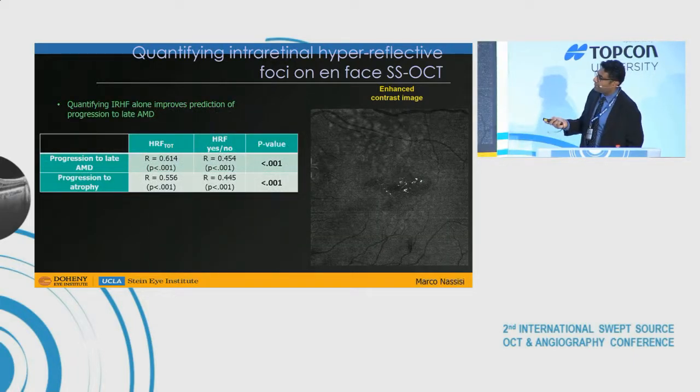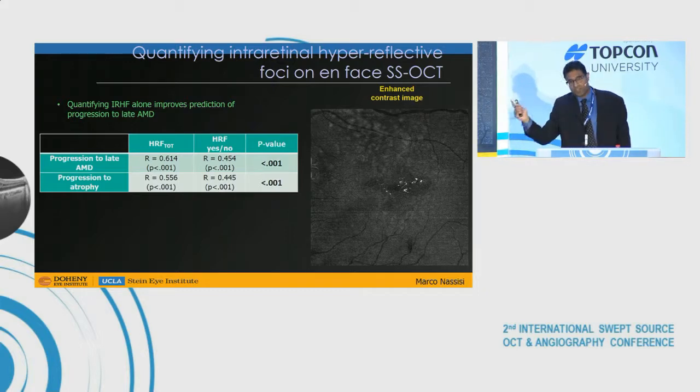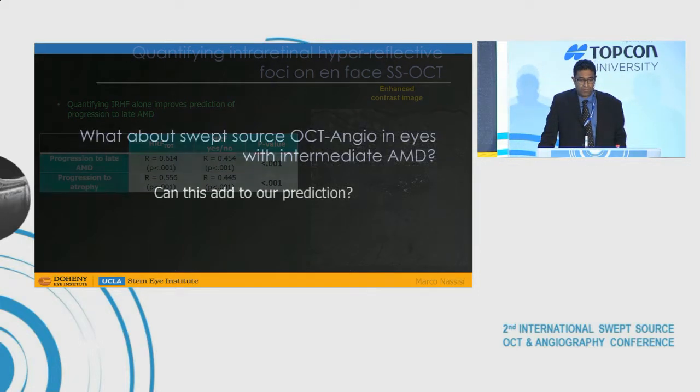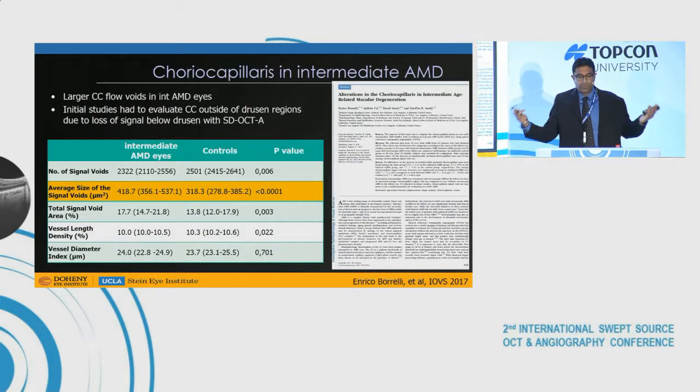In fact, this is from recent work done by my fellow Marco Nassisi from Torino, who demonstrated that, just using this alone, no other factor, quantifying them actually gave us additional predictive value compared to just a yes or no, are they present or not. So we think quantification has a role. Lastly, I'll just finish by talking about swept-source OCT angiography in intermediate AMD. Can that add to our prediction?